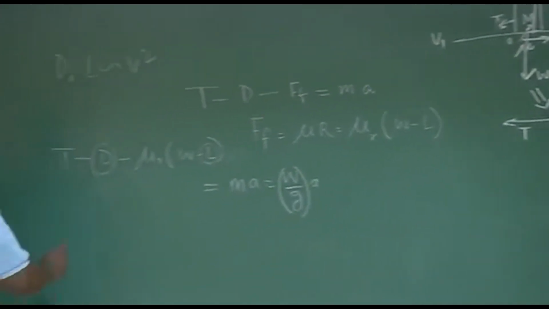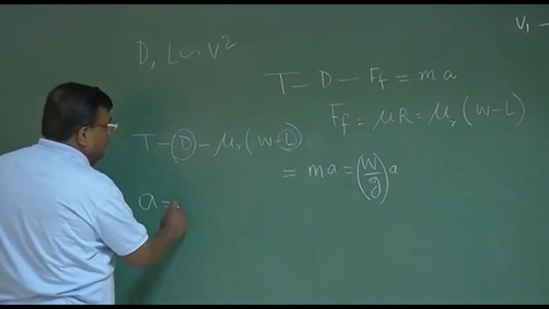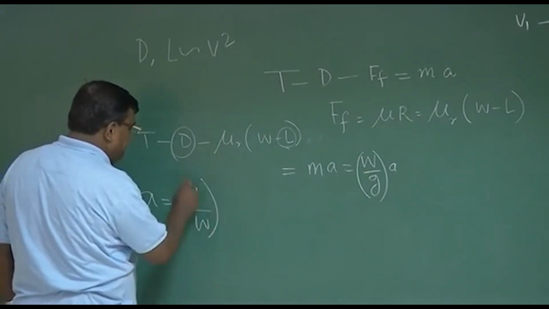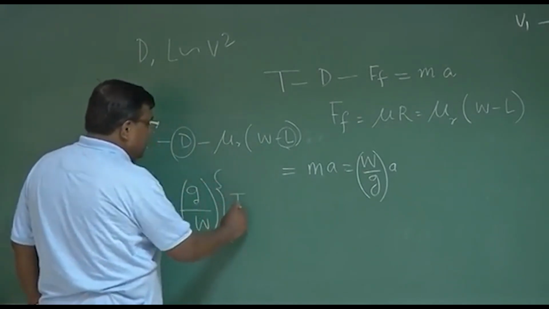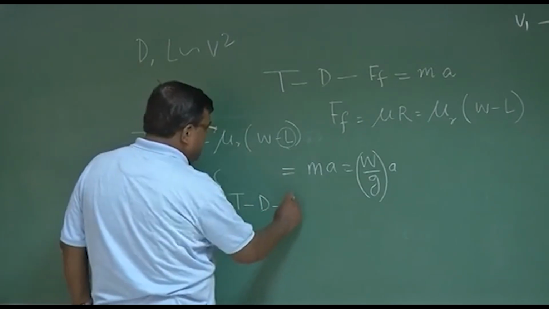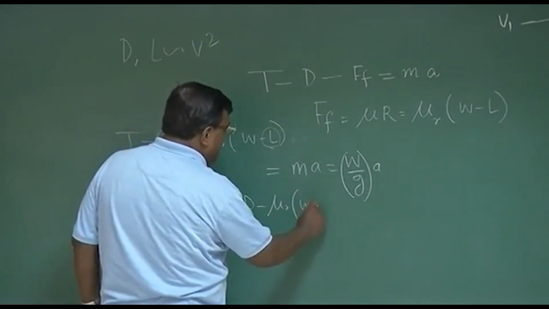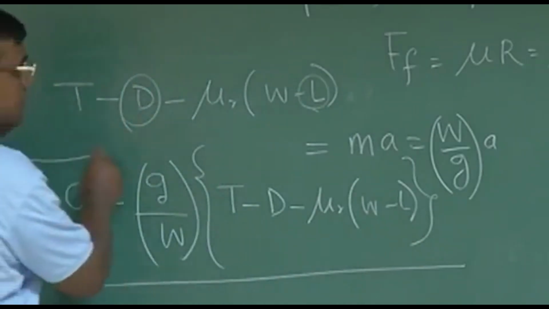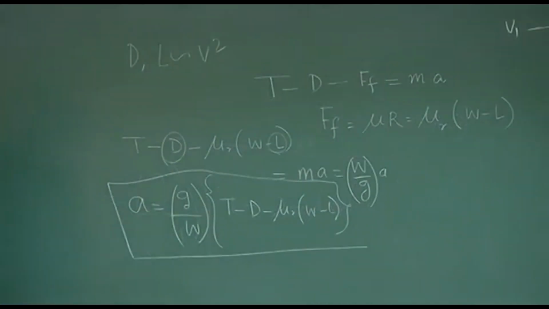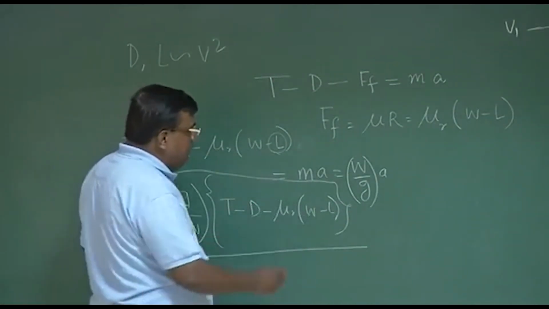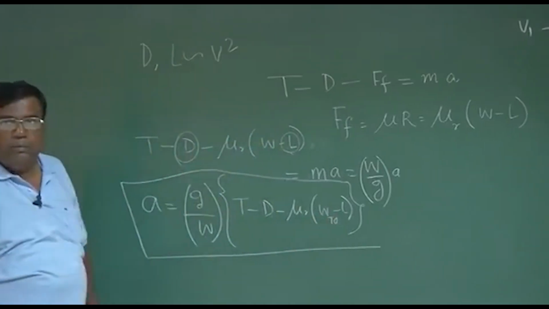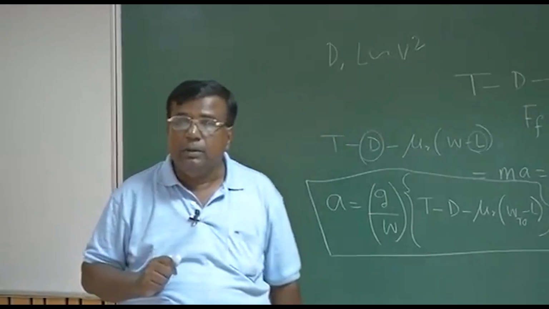Now the acceleration, if I write it, will be G by W into T minus D minus mu into W minus L. That's all. Okay? What is this W here? This W is nothing but W takeoff, because we are on the ground.